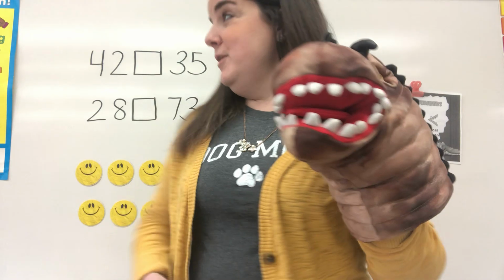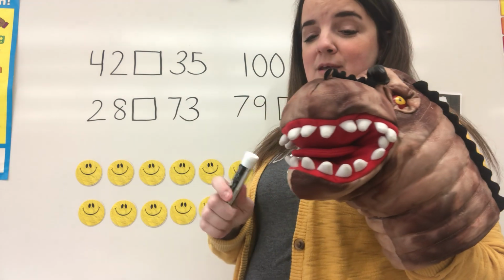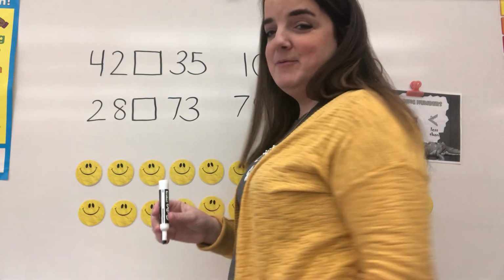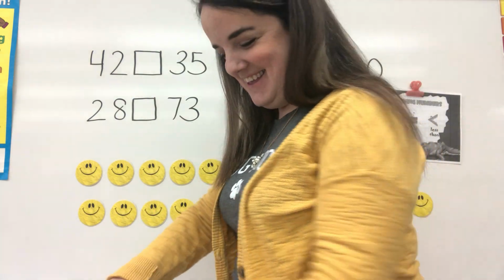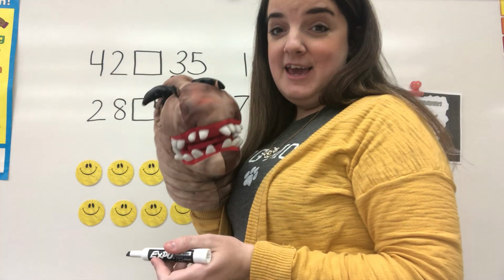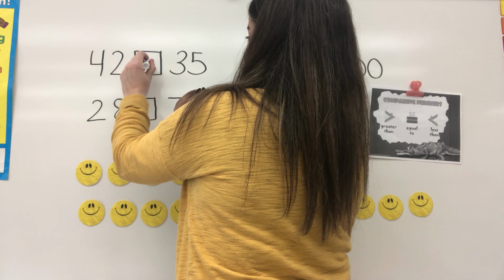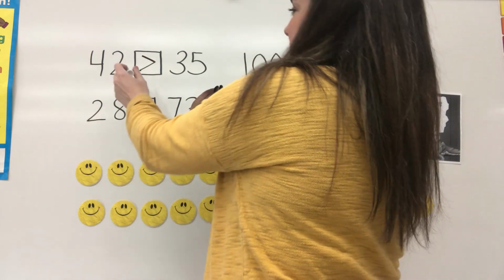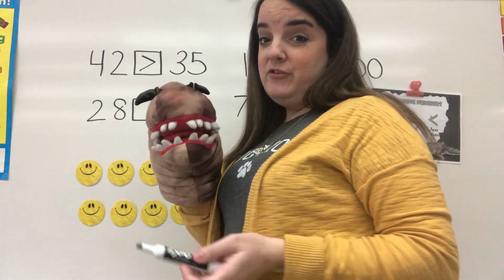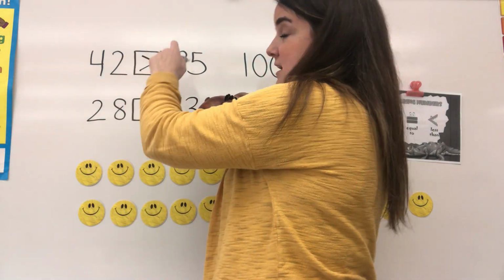So on the board here, we have 42 and 35. To mark the correct number, here's what we're going to do. We're going to mark number 42 because Mr. Dinosaur ate number 42. So we're going to draw our little symbol here, and we're going to draw it with the bigger side towards 42. We're going to pretend that this is a mouth because which number did Mr. Dinosaur eat? He ate number 42. So 42 is greater than 35.